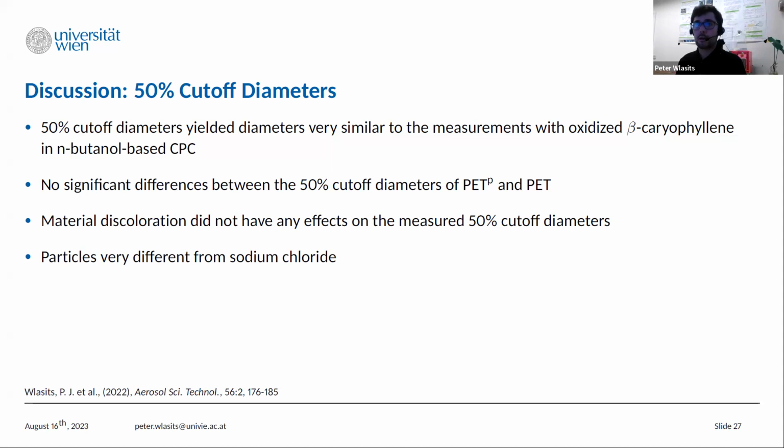After some time, material discoloration appeared, but we tested that material discoloration did not have any effects on the measured 50% cutoff diameters. So it doesn't really make a difference if you use the pristine white pellet or if you use the already darker ones that have already been in the tube furnace. And concerning favorable and non-favorable interactions, we can say that these plastic particles appear to be very different from the sodium chloride particles, so the activation is also very different.